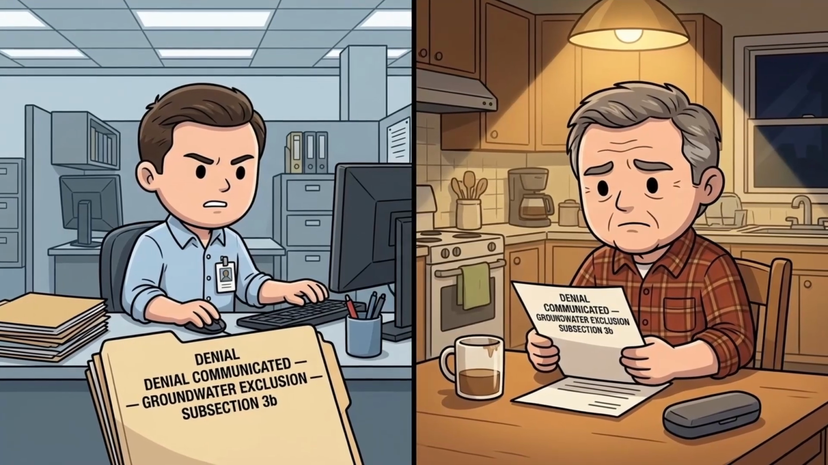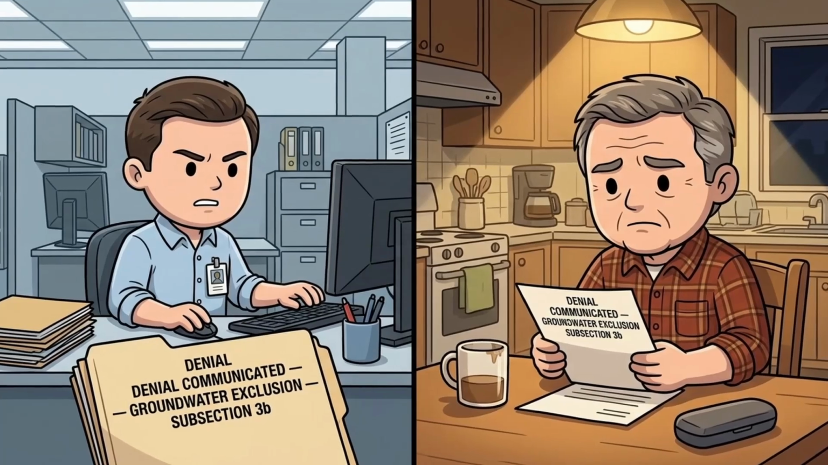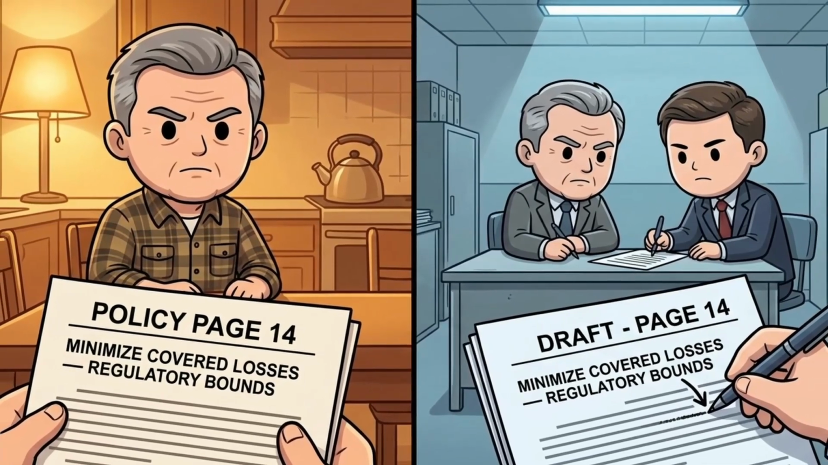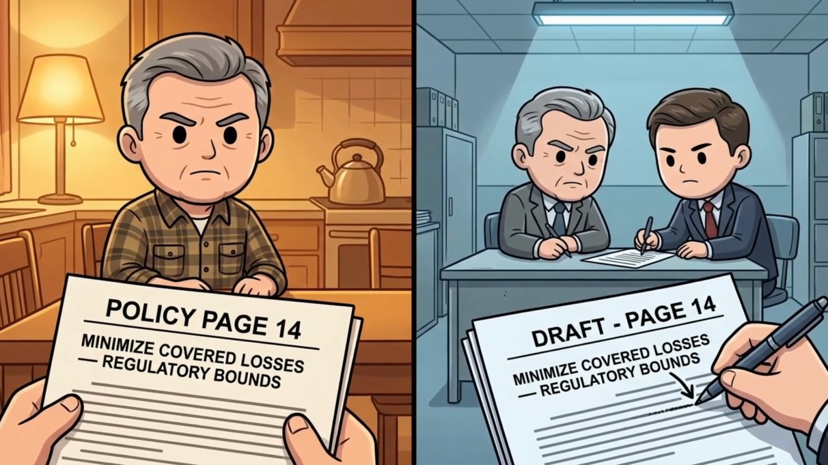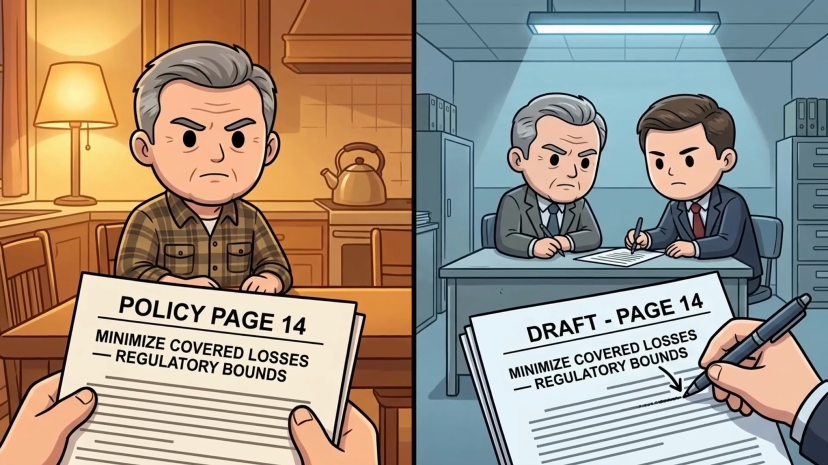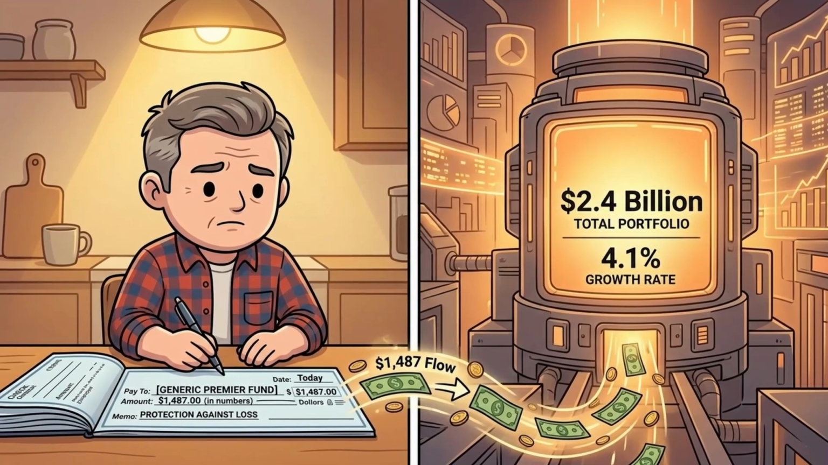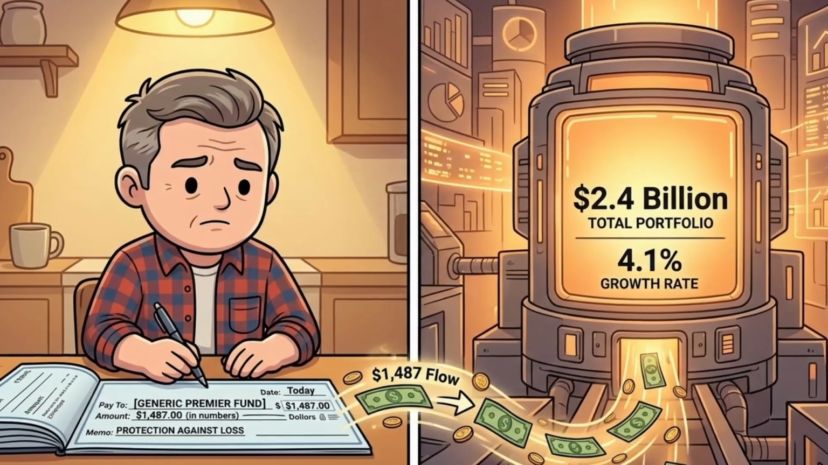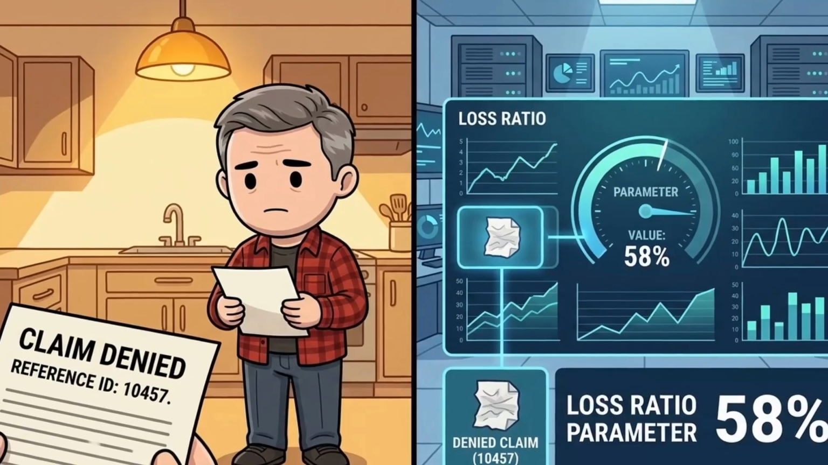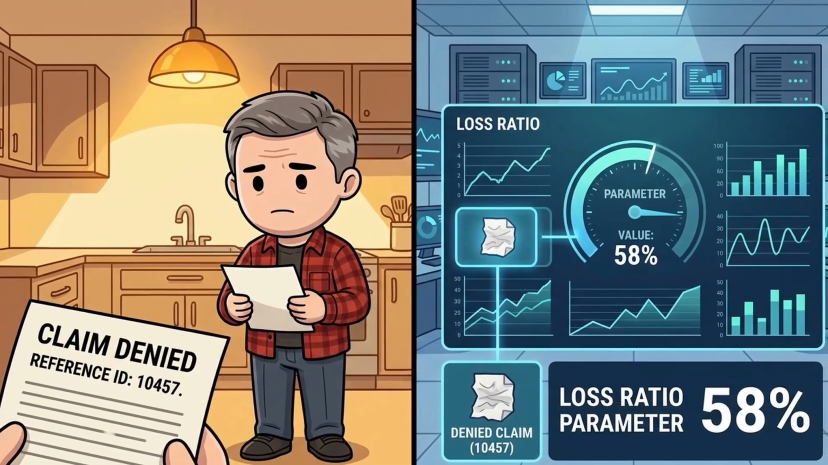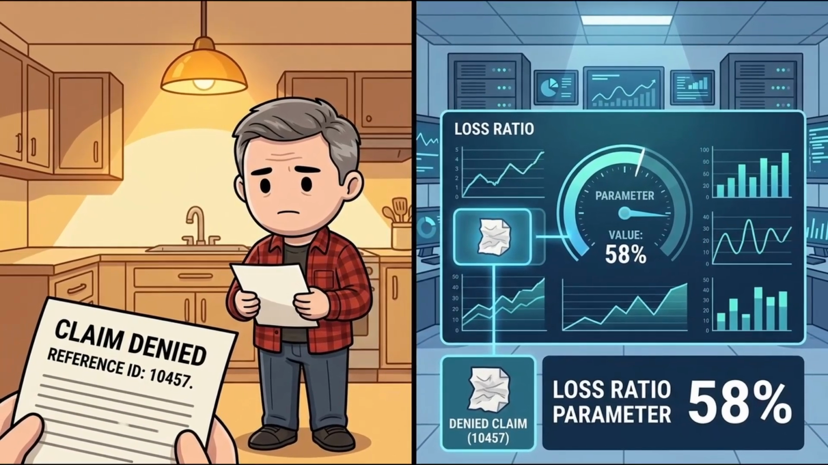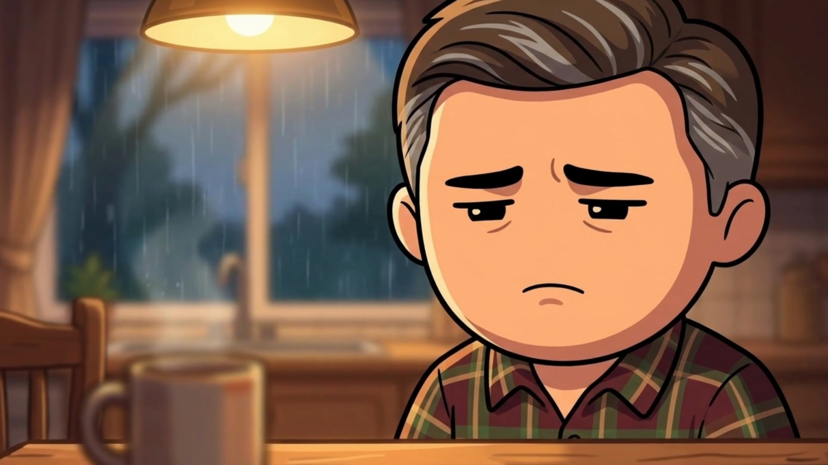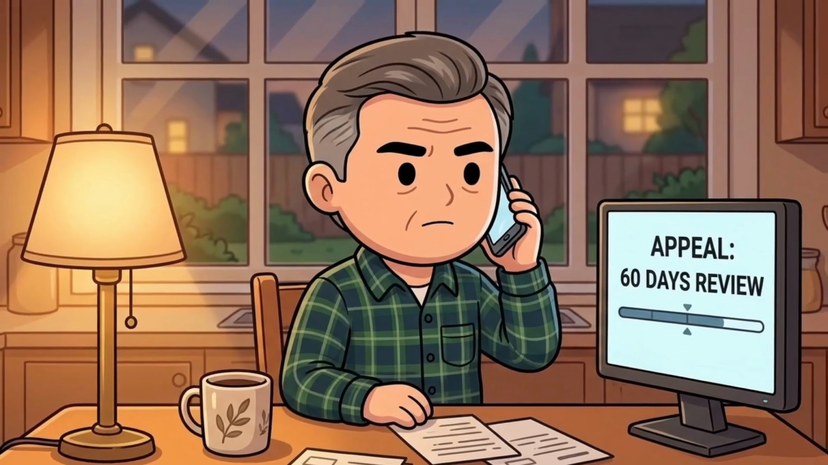What he does not know, sitting in his basement on a Thursday afternoon, is the system visible from the other end of the phone. He does not know that the policy language on page 14 was written by attorneys whose job was to minimize covered losses within the bounds of regulatory requirements. He does not know that his premium is currently sitting in a $2.4 billion investment portfolio, earning 4.1% annually while his claim is being denied. He does not know that the denial of his claim contributes to a loss ratio that was designed at 58%, and that his 11 years of no claims history has made him exactly the kind of policyholder the actuarial model values. Most someone who pays without collecting.